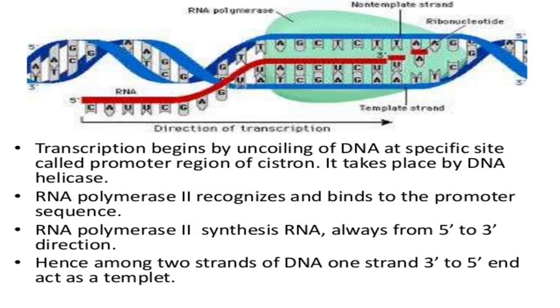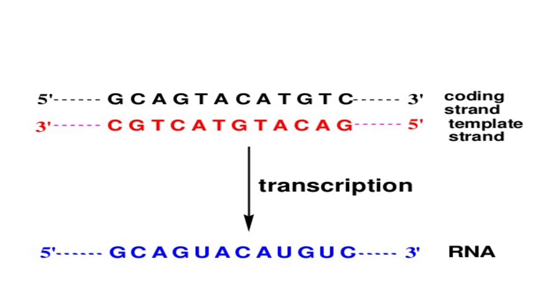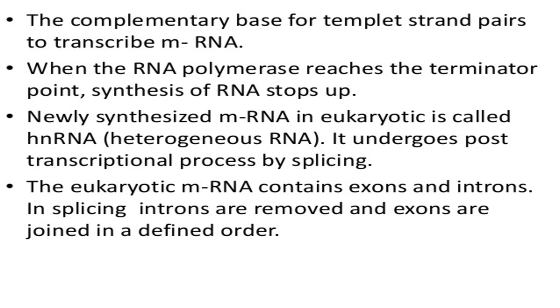Transcription begins by the uncoiling of DNA at a specific site called the promoter region of the cistron. This takes place by DNA helicase. RNA polymerase recognizes and binds to the promoter sequence. RNA polymerase synthesizes RNA always in the 5' to 3' direction. Hence, among the two strands of DNA, the strand 3' to 5' acts as the template. You can see the sequence of nitrogen bases, the coding of the template strand. The complementary bases of the template strand pair up and transcribe mRNA.